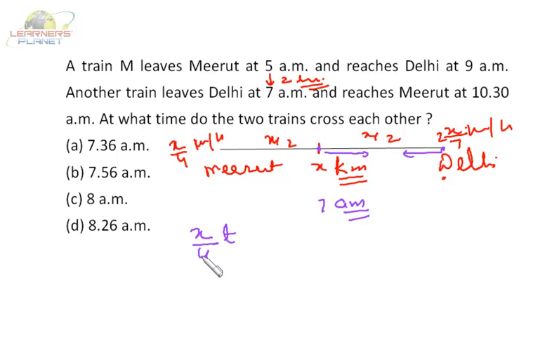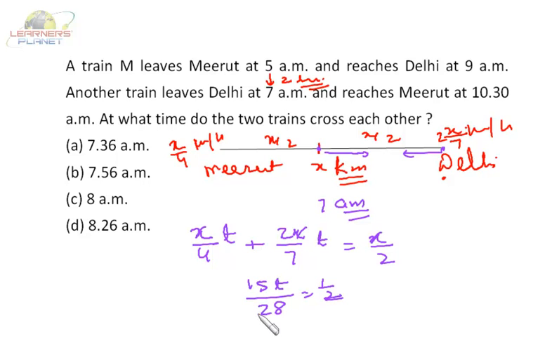Since x by 4 is the speed and t is the time, so x by 4 into t kilometers this train will be running, and this train will be running for 2x by 70 kilometer. Both of them will together cover this distance, that is x by 2 kilometer, to meet. Now just cancel x, and it is 70 plus 80, that is 15t by 28 is equal to 1 by 2.